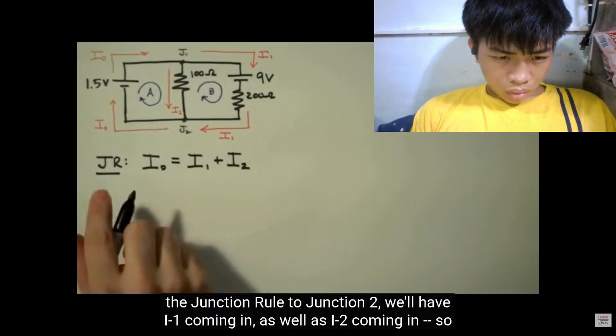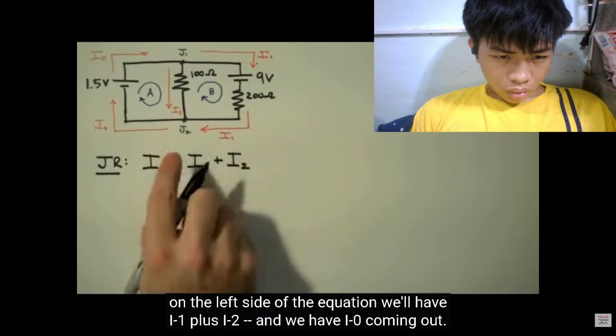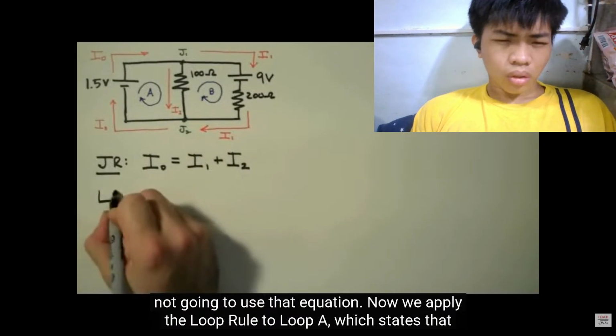Now, if I apply the junction rule to junction 2, we'll have I1 coming in, as well as I2 coming in. So on the left-hand side of the equation will be I1 plus I2, and we have I0 coming out. So on the right side, we have I0. This is exactly what we have already written, so we're not going to use that equation.